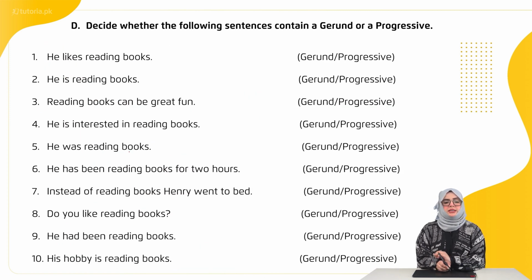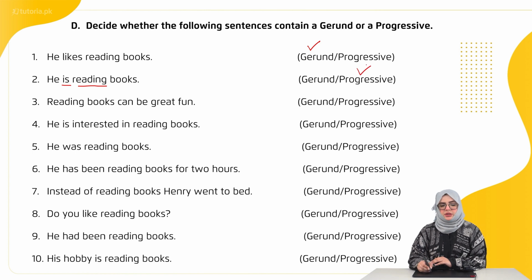Let's move on to next exercise, which is decide whether the following sentences contain a gerund or a progressive. He likes reading books. ये हमारे पास gerund हो जाएगा. He likes what? Reading books. He is reading books. अब यहाँ पे एक तो हमारे पास clue ये आ गया, ये auxiliary आ रही है जो कि help कर रही है, which means helping verb है ये main verb को जो कि reading है. So यहाँ पे action हो रहा है. ये आ जाएगा progressive.